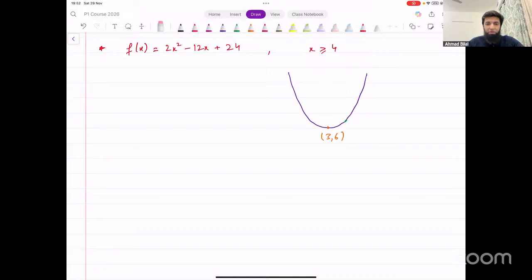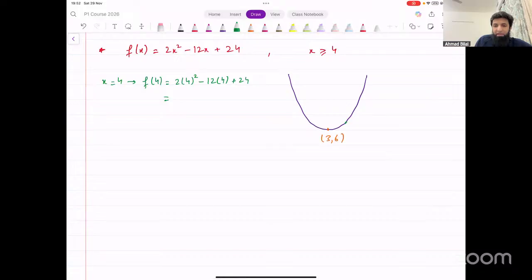It's a U-shaped graph. Mark the turning point. The turning point is at 3, 6. And now they're saying the domain is x greater than or equal to 4. Okay, so we're talking about one point which is x equal to 4. You can figure out what the y value at that point is. X equals 4. Input that in the function, f of 4. What does that give you? 2 into 4 squared minus 12 into 4 plus 24. What do we get from this? Is it 8? Can others confirm that as well? Okay, all right. So we've got a point 4, 8.